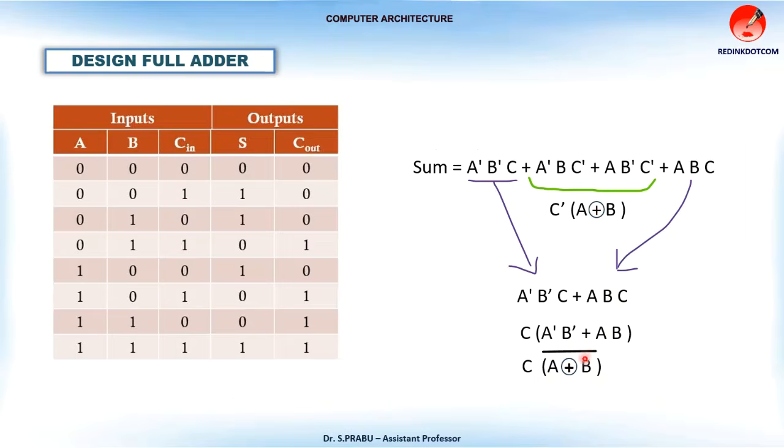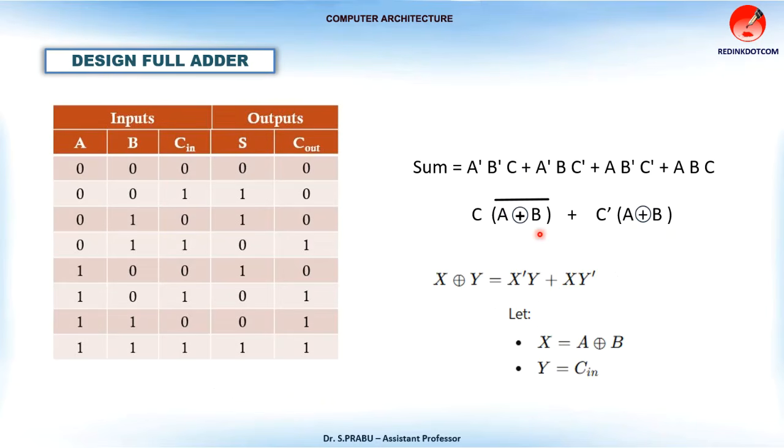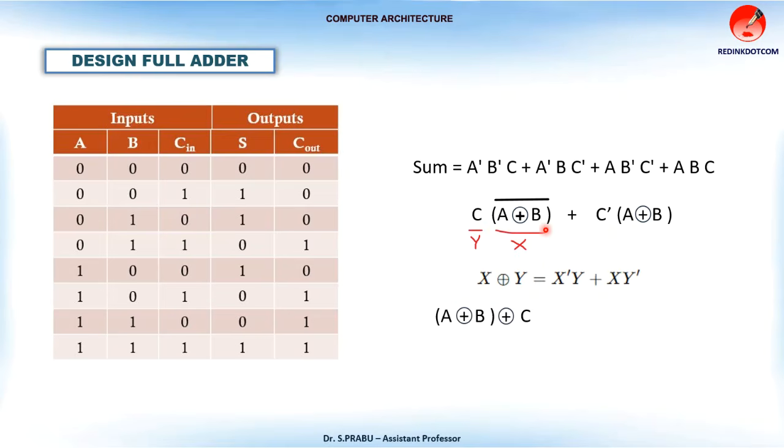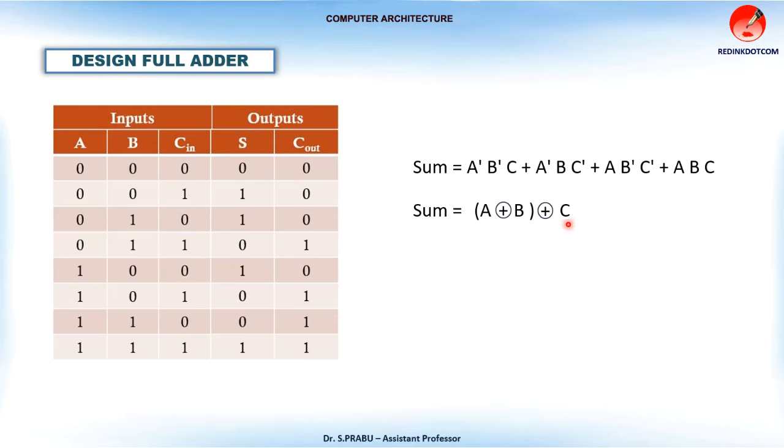Now I combine these two values here. And we already know the expression of XOR is nothing but in this way. In this expression, I can take this value as x and C as y. So it is x bar y plus x y bar. So we can write this expression in this component XOR with this C. So I can write like this. So finally, sum can be written in this way.